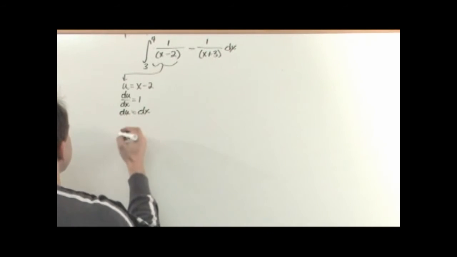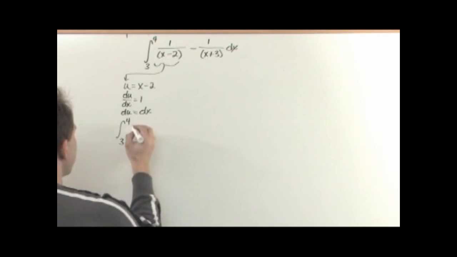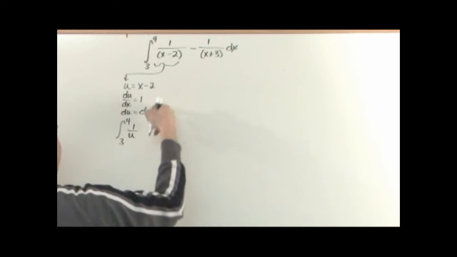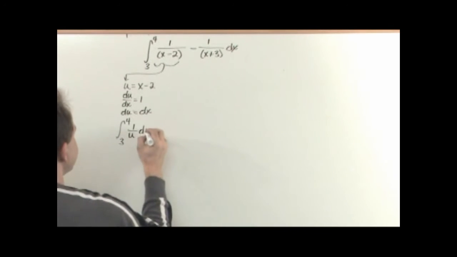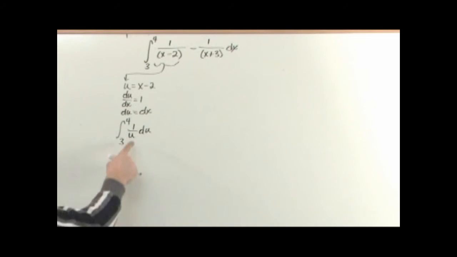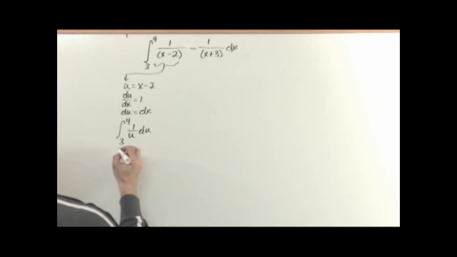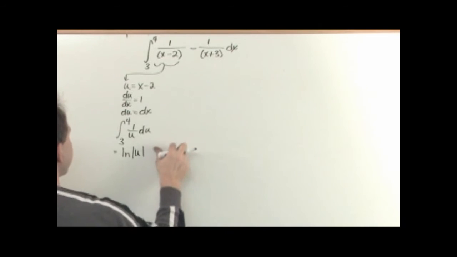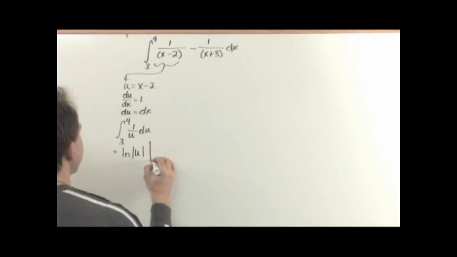Because this integral is going to be the integral from 3 to 4 of 1 over u, and it's going to be dx, and dx we said was equal to du. Okay, so I did that so I could actually integrate this. The integral of 1 over u is equal to natural log of u plus, well, it's not plus a constant because it's a definite integral. We're evaluating it from 3 to 4.